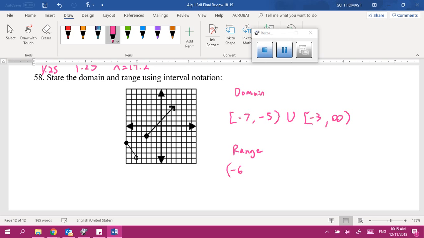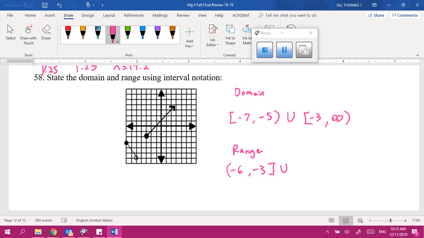Okay, anyways, what is the highest part of this section right here? -3. Very good. Use a bracket because it's closed. Nice. Now, what am I supposed to put in between the two intervals? A big U. Okay, and so now we got to write the range for this second portion.